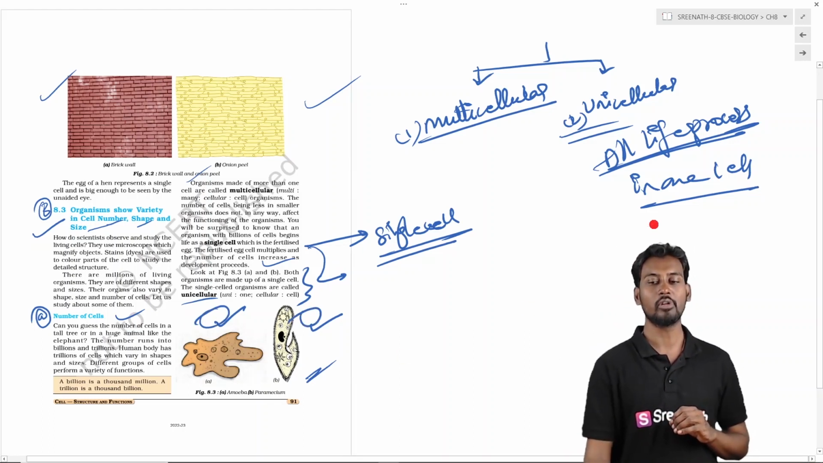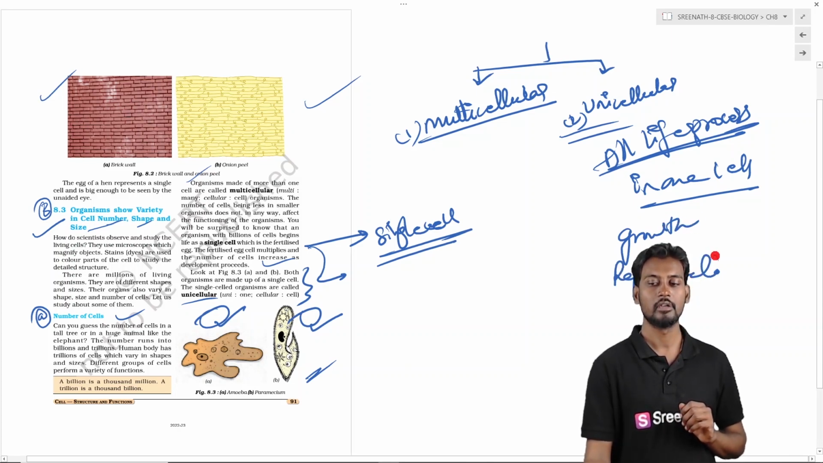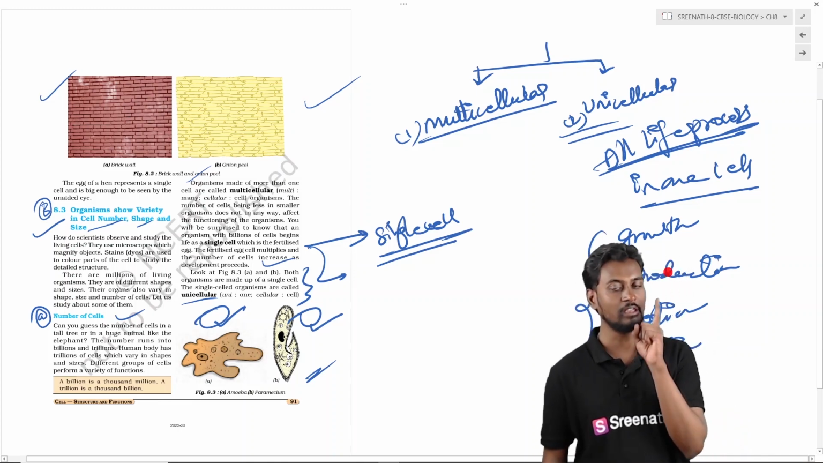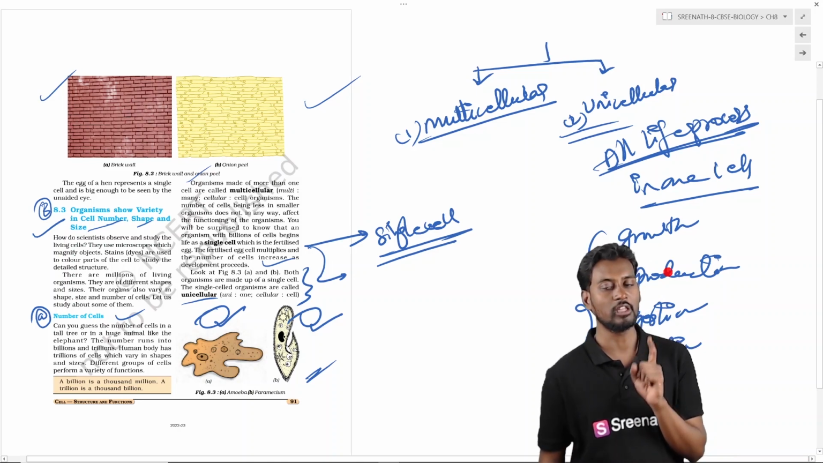So all the life processes mean the growth and the reproduction and digestion and excretion. All these life processes take place in a single cell, that is why they are called a unicellular organism.